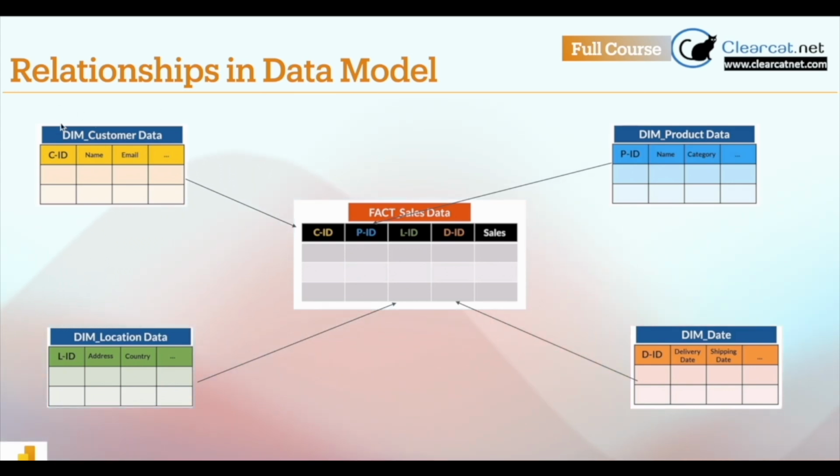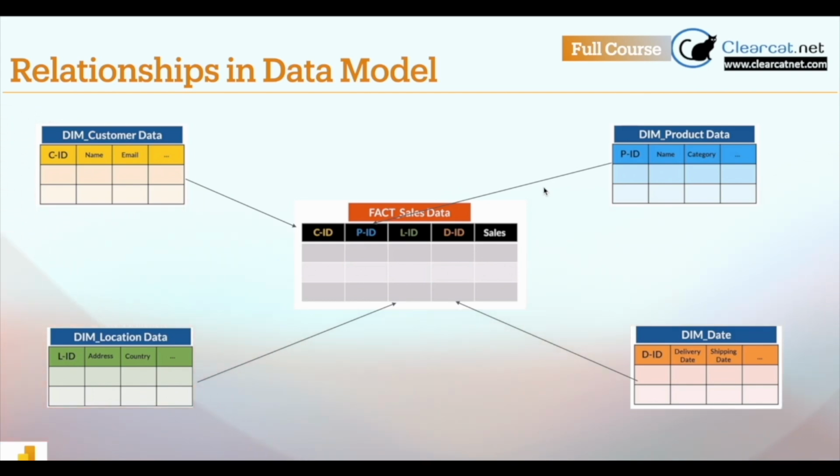In our customer data table we have cid, which is the customer ID; pid means product ID, location ID is lid, and date ID is did. So these are the foreign keys we are using in our fact table. Those primary keys are going to act as foreign keys in our fact table. So this is the way we are going to create a relationship between tables. Okay, let's jump into our tool.